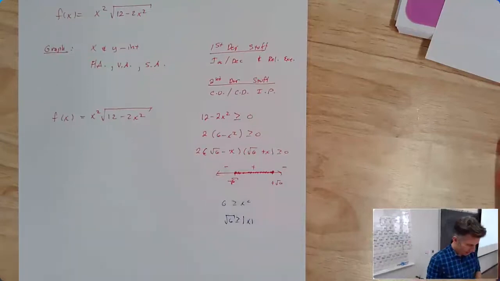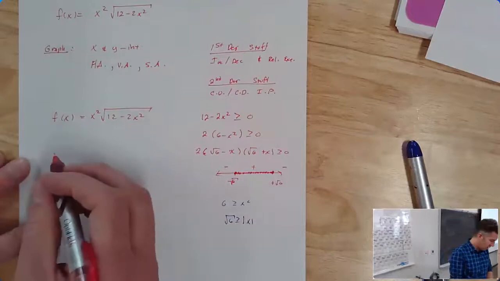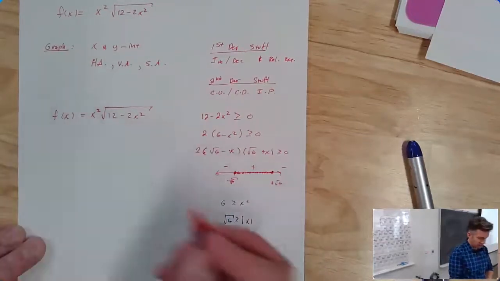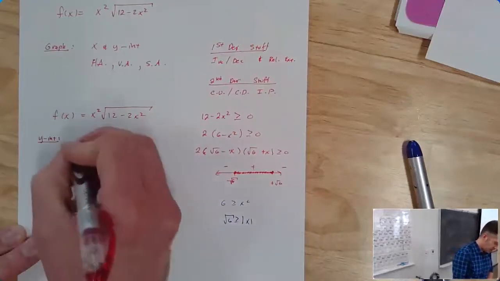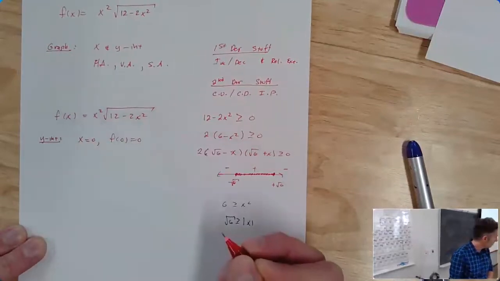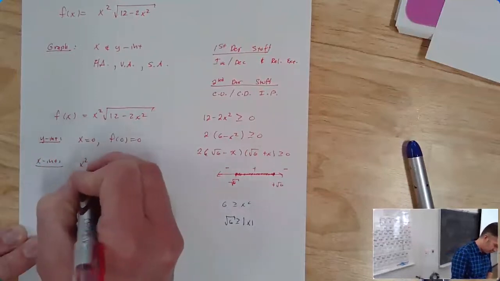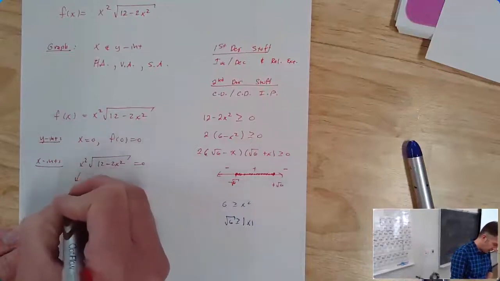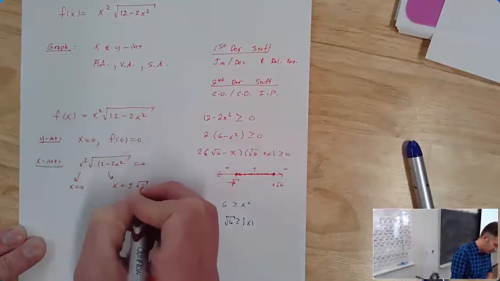But yes. So we've got our domain, and now we're going to find, let's see, so definitely if your domain is limited like this, there's no possible, I'm getting ahead of myself, sorry. Let's find the intercepts. For the y-intercept, we're going to set x equal to 0. We're going to get f of 0 equal to 0. For the x-intercepts, we set the whole thing equal to 0. And we see that we get x equal to 0. And here we get x equal to plus or minus the square root of 6.